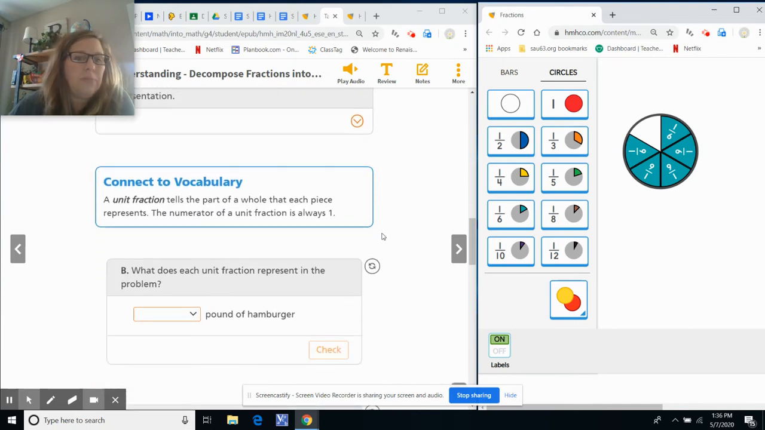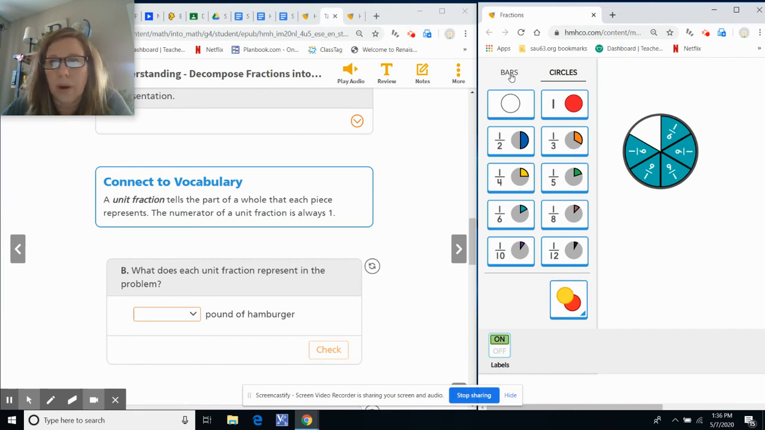The connect to vocabulary. I want to talk about what a unit fraction is. A unit fraction tells the part of a whole that each piece represents. The numerator of a unit fraction is always 1. So if you look at these right here, the unit fractions are 1/6, 1/6, 1/6, 1/6, and 1/6. Those are all unit fractions. When added together, you'll get 5/6.